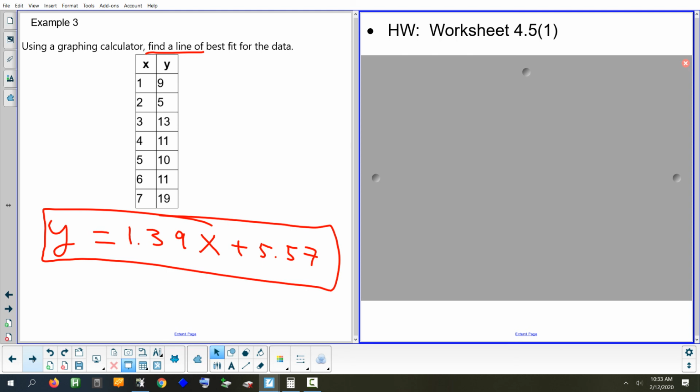So keep the calculator on your desk. If you got stuck, I'm gonna come help you. Everybody else, I'm gonna give you the homework.